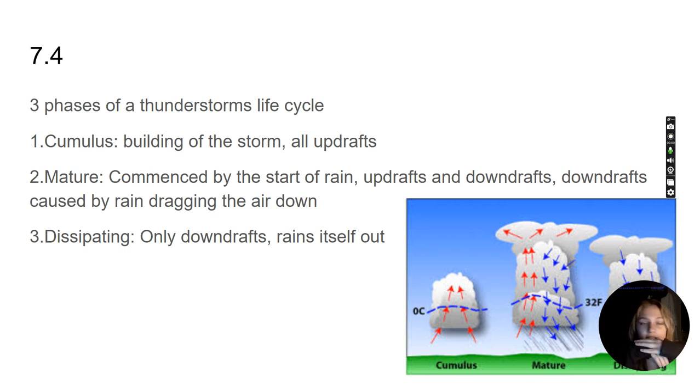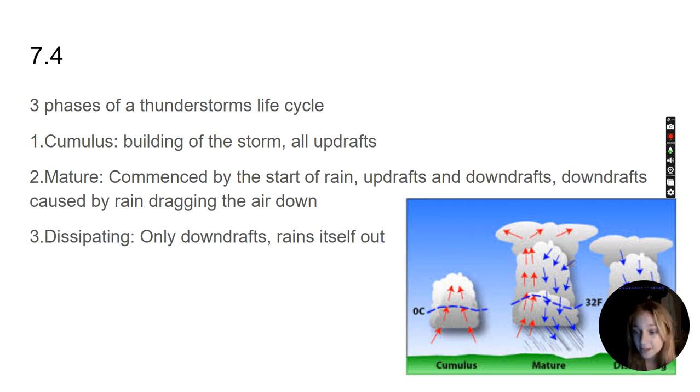There are three phases of a thunderstorm. We have the cumulus stage, which is the building of the storm, and it's all updrafts. And then we have the mature stage, which is commenced by the starting of rain. Apparently they always ask that question: what commences a thunderstorm? It's the rain.